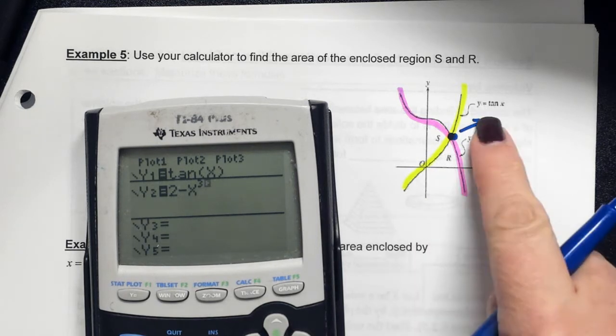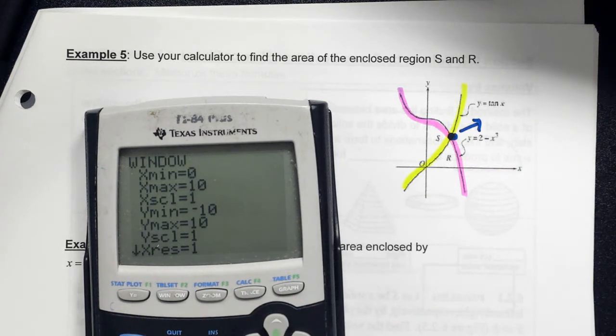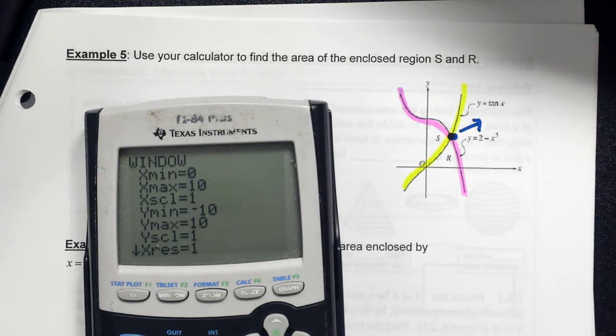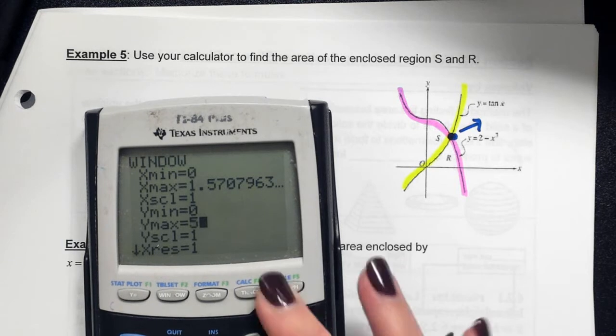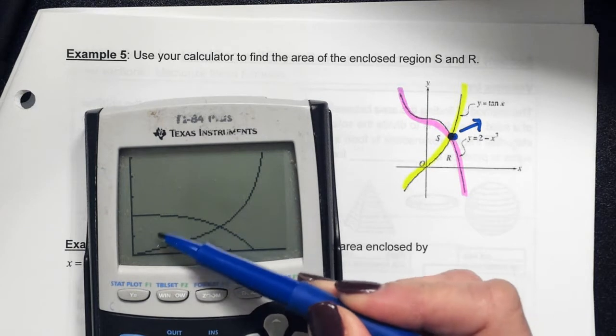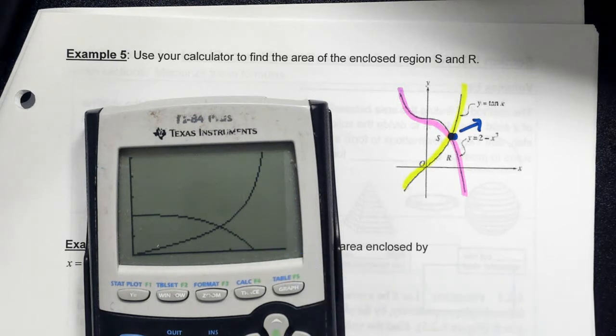Now you can see just by looking at that tangent of x, shrinking this viewing window will help you. Remember, we know we have a vertical asymptote at pi over 2, so I'm just going to change that x max to pi over 2. And again, I'm just going to shrink this down. So you can see a little bit better that this is your region S, this is that region R right there. So again, to find the point of intersection, I'll go under second, trace, intersect.